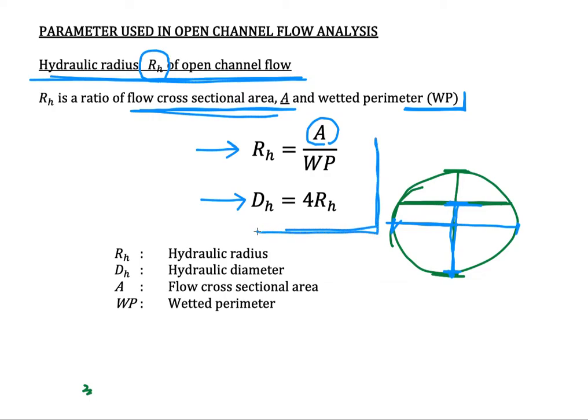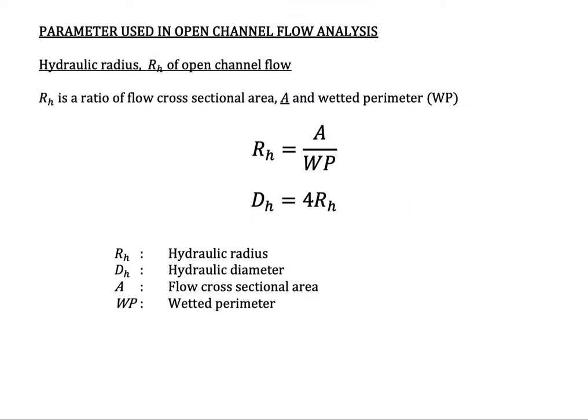The meaning of this equation: RH is the hydraulic radius, DH means the hydraulic diameter, A is the flow cross-sectional area, and WP is the wetted parameter. You need to remember the word flow here. Why? Because this is the explanation of the equation.